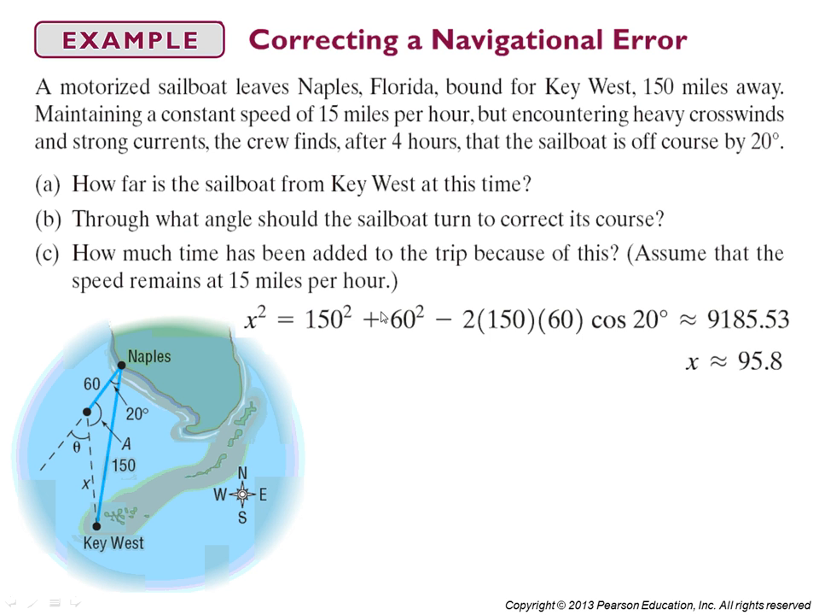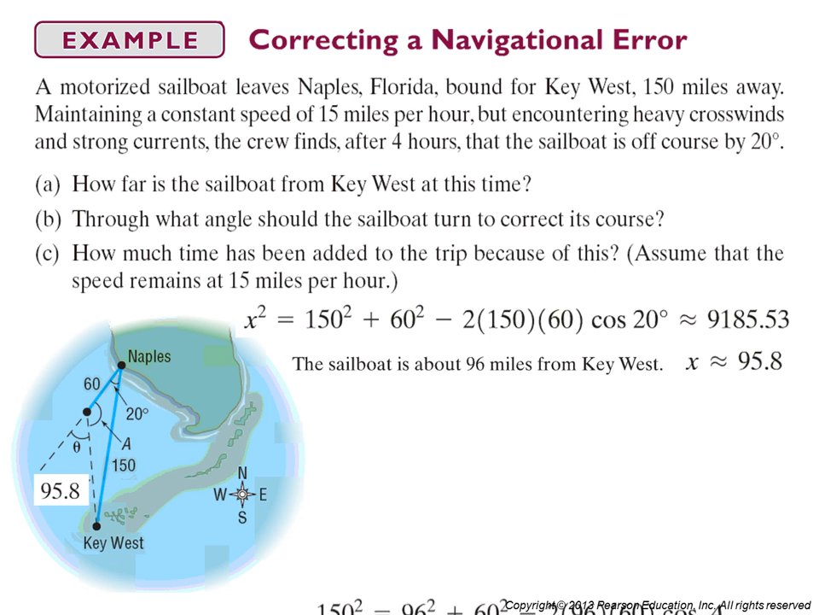So x squared is 9,185. So x is approximately 95.8. So that's how far away from Key West we are. And then we are finding this obtuse angle here, so that we can turn and correct our trajectory.